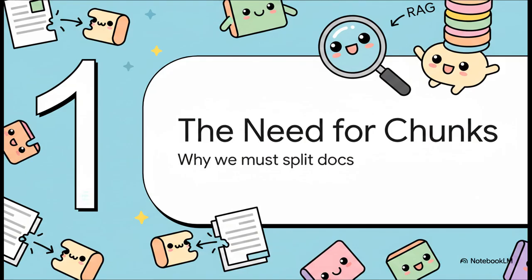Okay, first things first. Let's establish why chunking is the absolute non-negotiable first step. I'm serious. This isn't just some optimization you do later. It's the foundation of any high-performing RAG system. Without this, you're pretty much setting your AI up for failure right from the get-go.